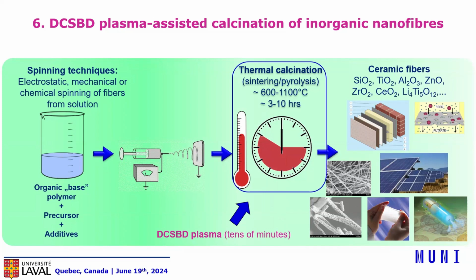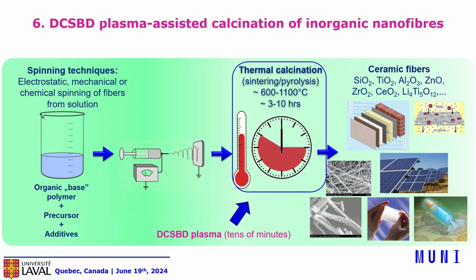You have to prepare the solution, which is composed of base polymer, different types of polymer can be used, precursor and additives. After that, there is electrospinning. But after electrospinning, when you create the nanofibers, it is necessary to remove that base polymer from the substrate. This is normally done by thermal calcination, which takes a very long time because it is necessary to increase the temperature step by step very slowly. In total, it takes up to 10 hours, and it is done at really high temperatures, reaching 100 degrees.